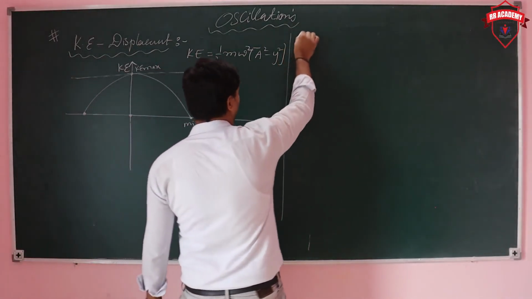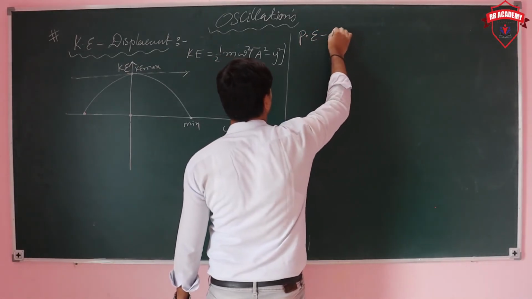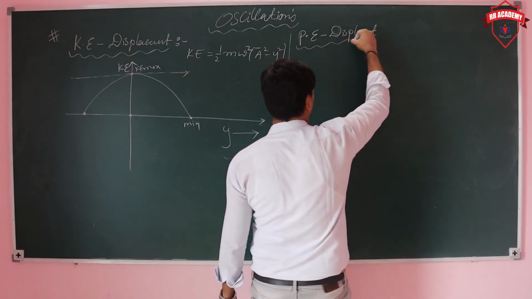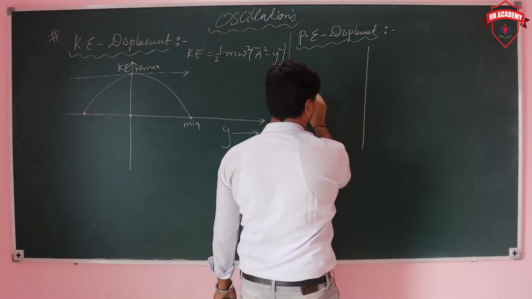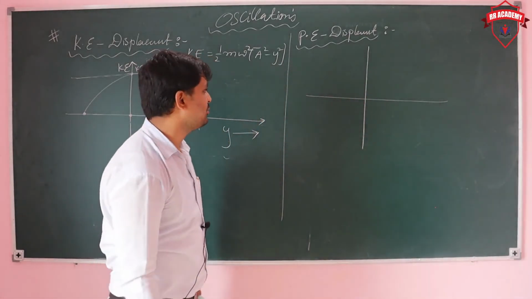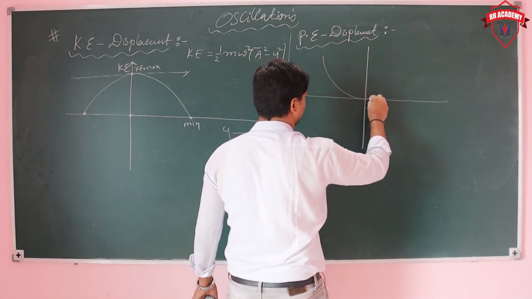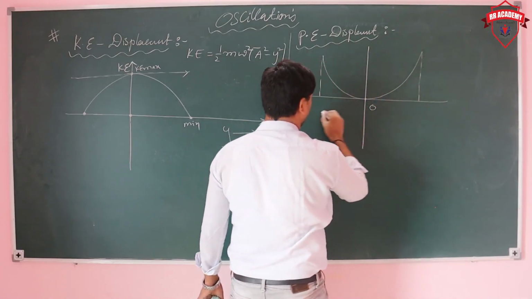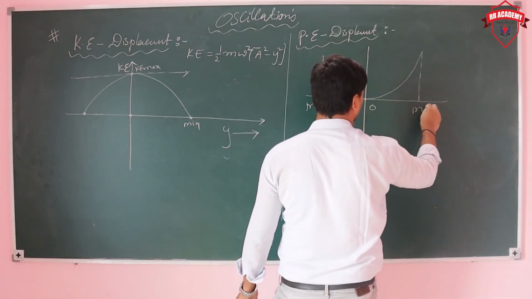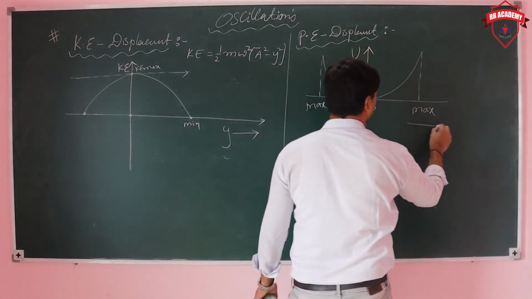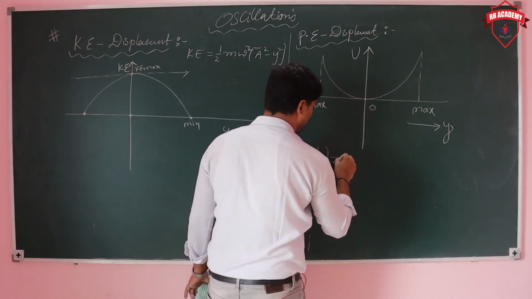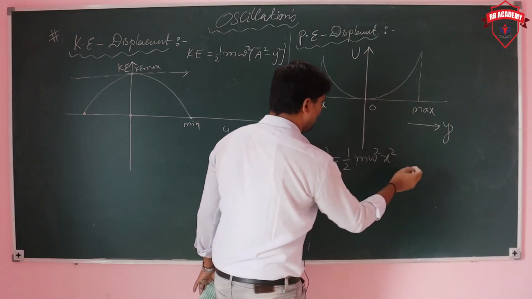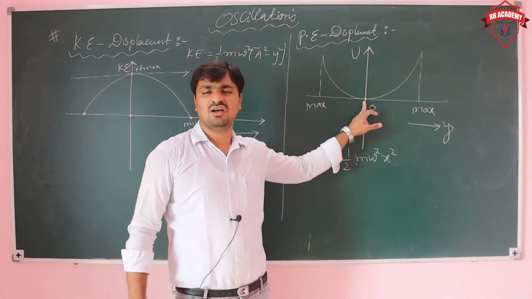Next, see here the potential energy displacement graph. Potential energy versus displacement is opposite to the kinetic energy. Potential energy may become negative also. So it comes like this. At the mean position it is 0, and at the extreme positions it is maximum. These two are extreme positions. The potential energy expression is half k x square or half m omega square x square. Wherever the displacement is 0, the potential energy is 0.